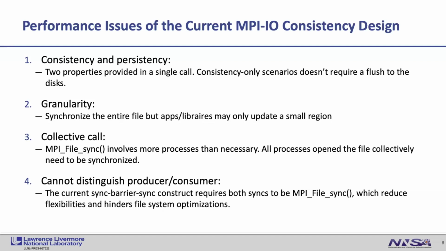And finally, the current design is not able to tell who's the producer, who's the consumer, who actually writes data, who actually reads the data. It's just a barrier thing. Both the writer and the reader call MPI_File_sync. So there's no way to tell who writes it. So it reduces flexibility and also the opportunity for optimization in the library.